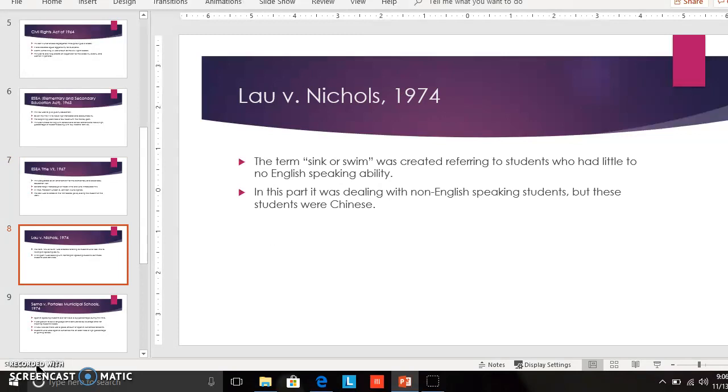Then Lau versus Nichols, 1974, was a short one. It was the term for sink or swim, and it was created referring to students who had little to no English speaking ability. In this case, it was dealing with non-English speaking students, who were Chinese.